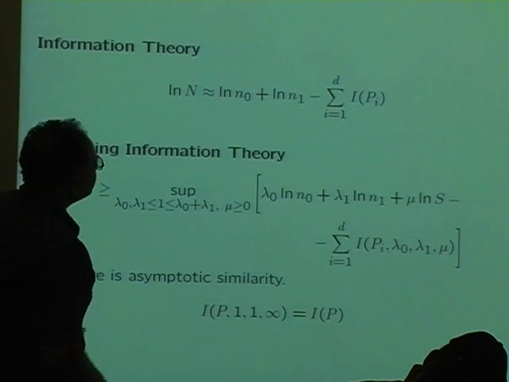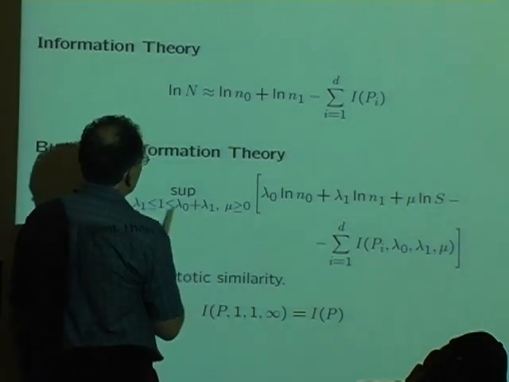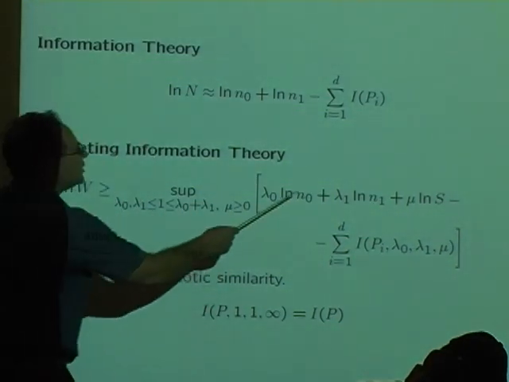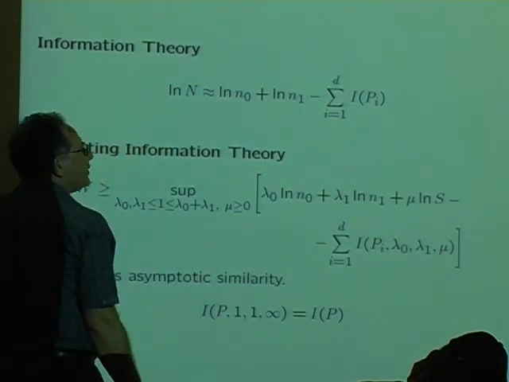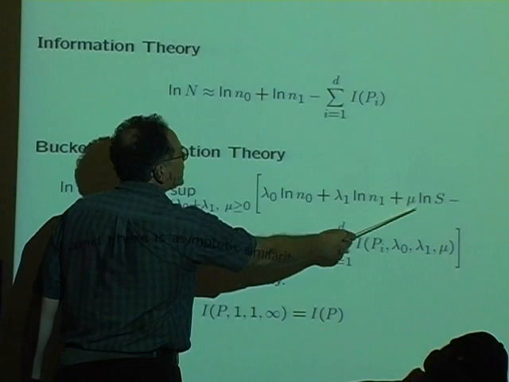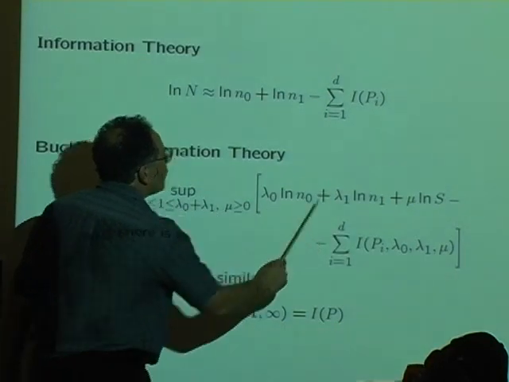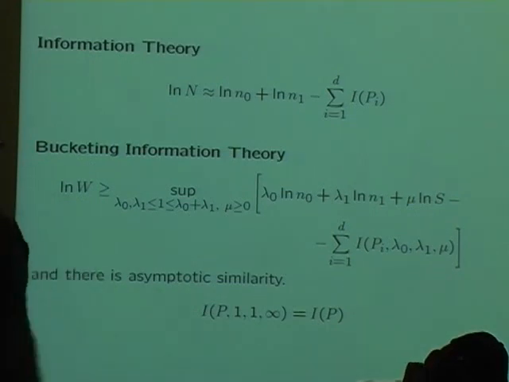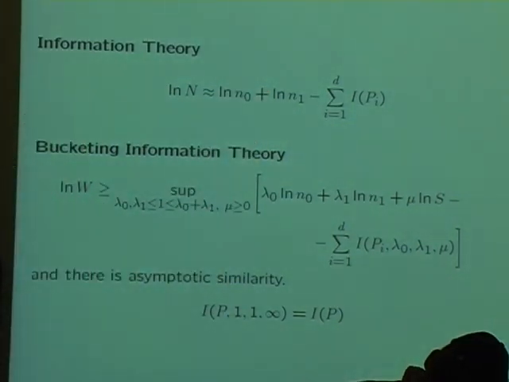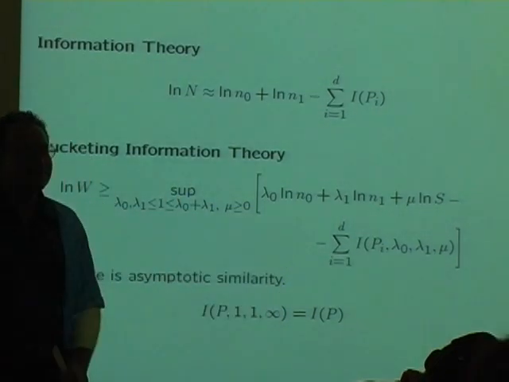Now, it's not necessary to work with all those parameters. You could take n0 equal n1, lambda 0 equal 1, lambda 1, and take mu large, towards infinity, and you are left with one parameter. But one parameter is necessary. It cannot be dropped. Now, this is a lower bound. And there is also a statement that this is asymptotically correct in some sense.